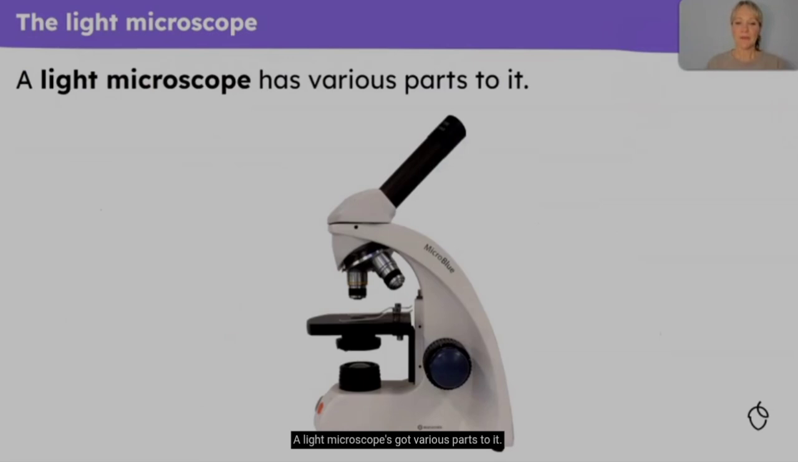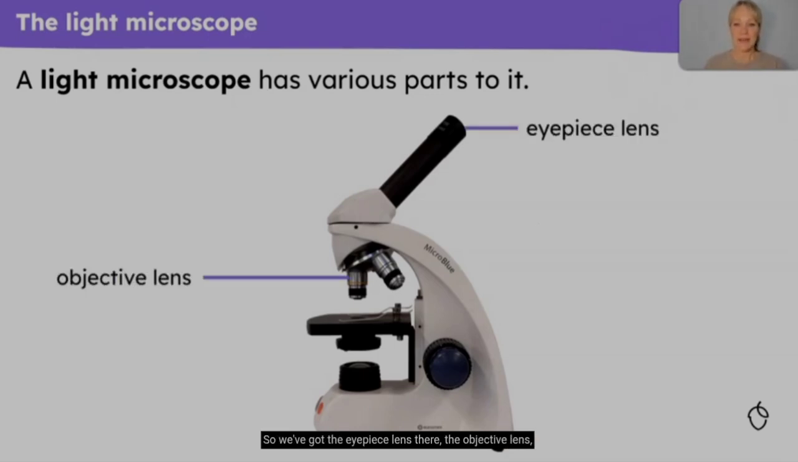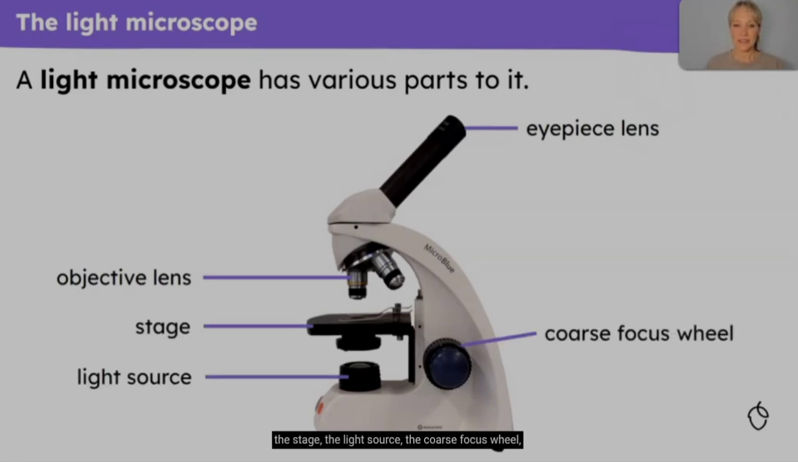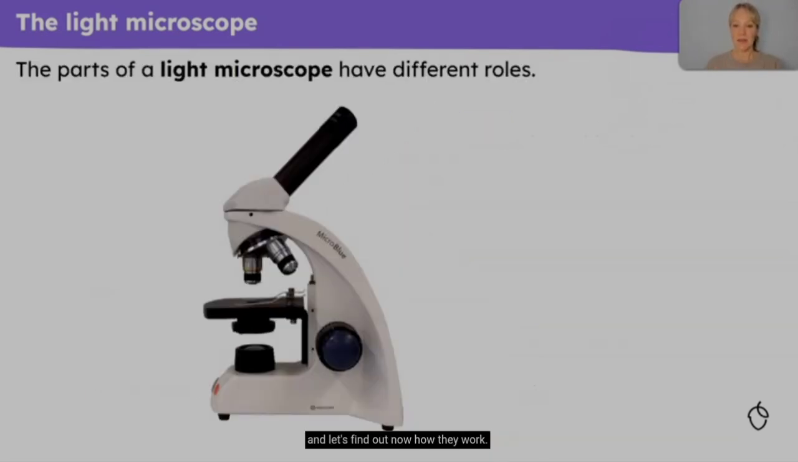A light microscope's got various parts to it. Let's first of all have a look at those parts and then we'll go through actually what each one of those parts does. So we've got the eyepiece lens, the objective lens, the stage, the light source, the coarse focus wheel, and the fine focus wheel. So these are the parts that are useful on our microscope, and let's find out now how they work.